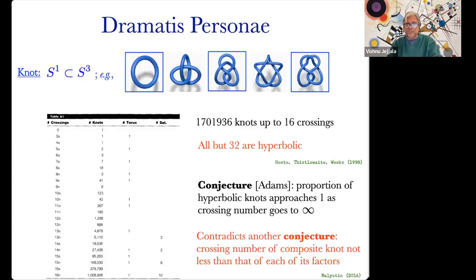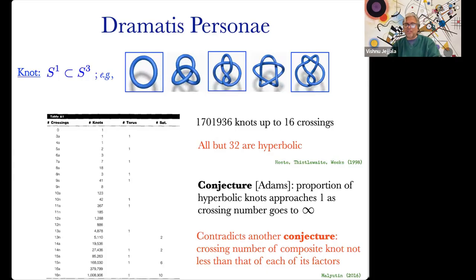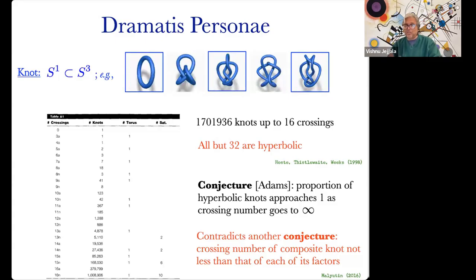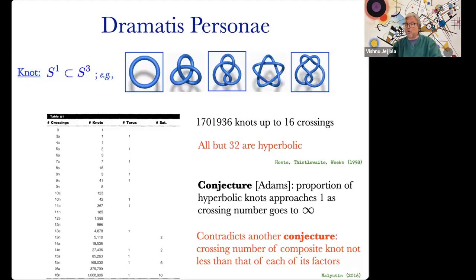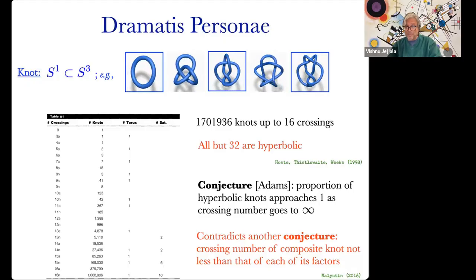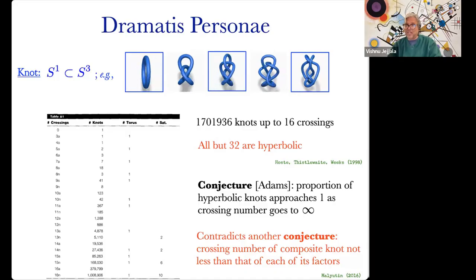So this contradicts another conjecture, which tells us about the crossing number of composite knots being not less than each of its factors. Malyutin made this observation in 2016, and since then there's been a theorem that says that as the crossing number goes to infinity, there's some fraction of knots that are so-called satellite knots, and that fraction doesn't go to 0.